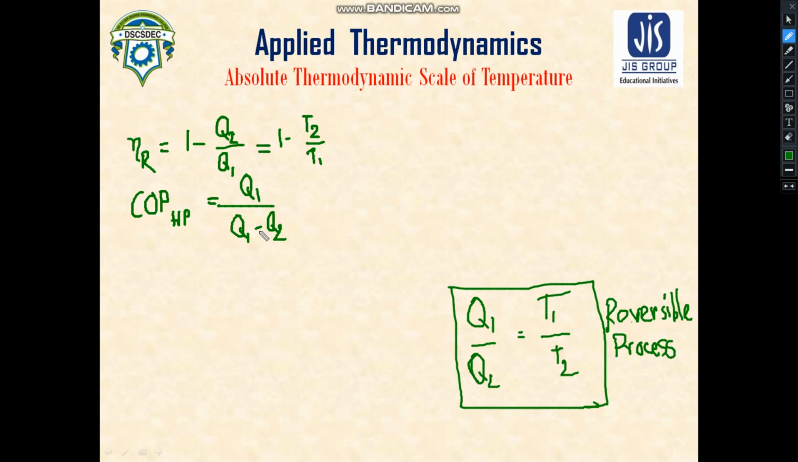Remember that I am expressing all the formulas in terms of the heat transfers. So this is why the work output terms or the input terms are not involved here. This is the formula of COP of a heat pump for any cases. You can apply this formula for both the reversible cases as well as the irreversible cases.